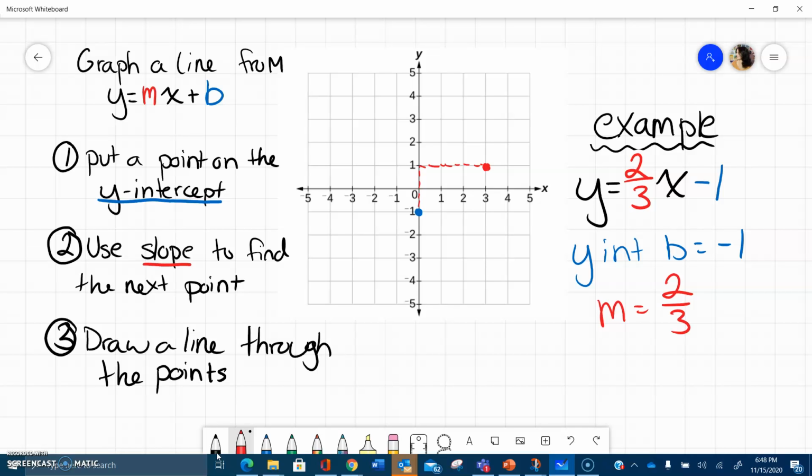I applied the slope from my first point. And now I have 2 points, so I can draw a line through my 2 points, and that is a sketch of the graph.